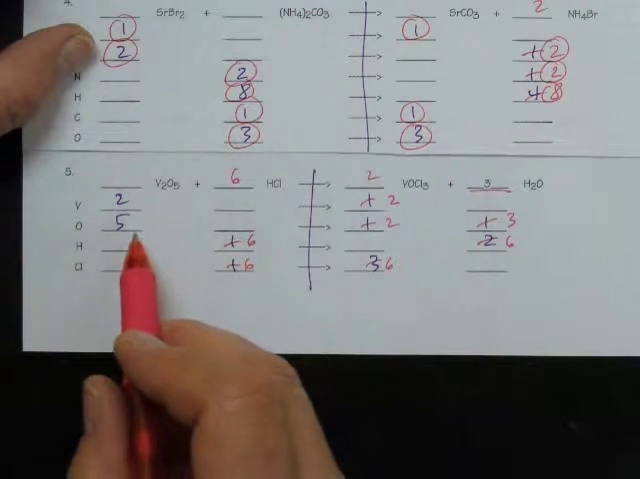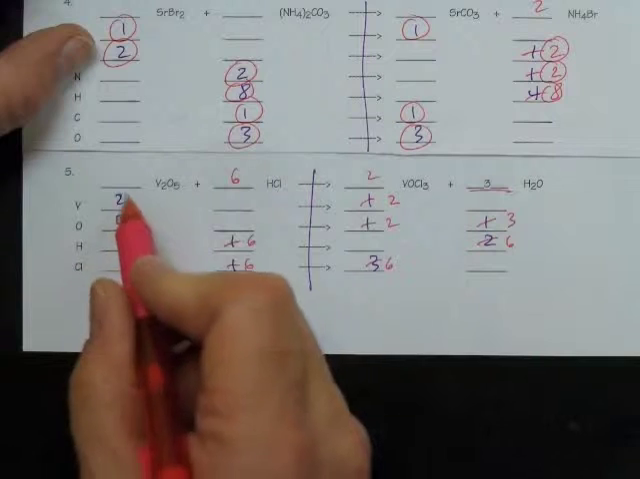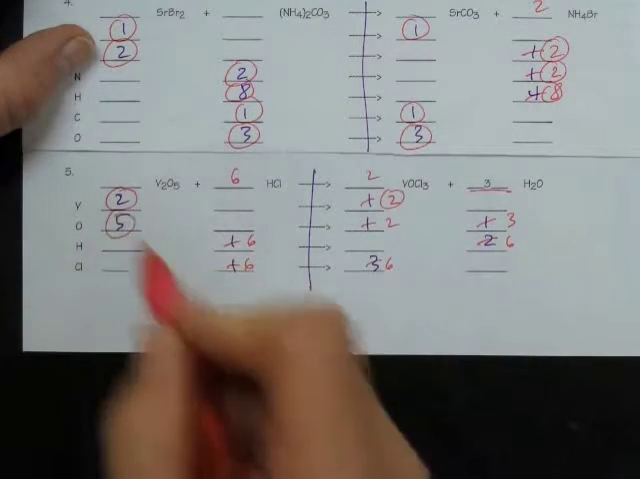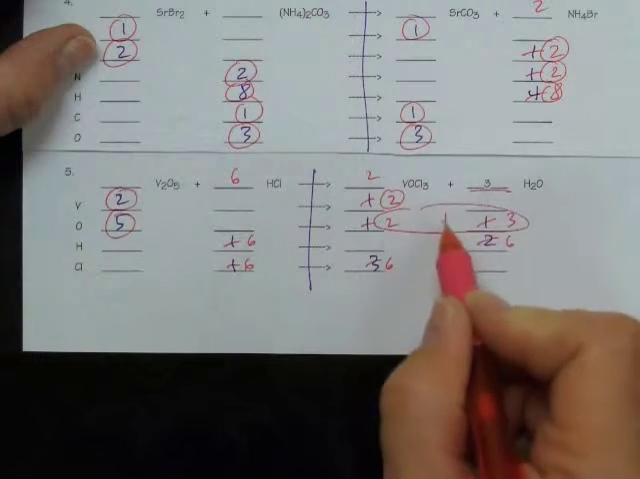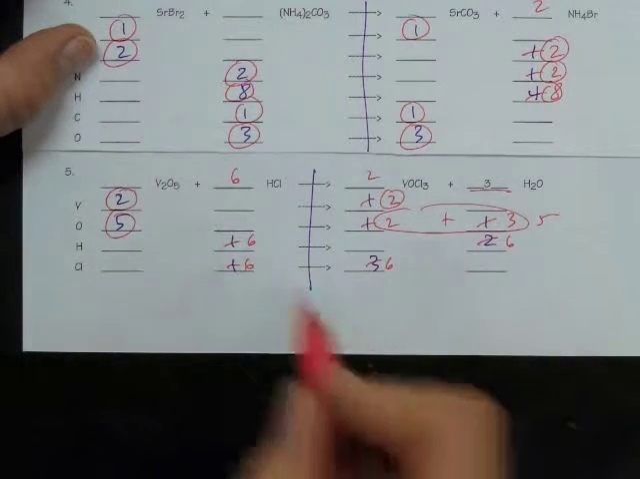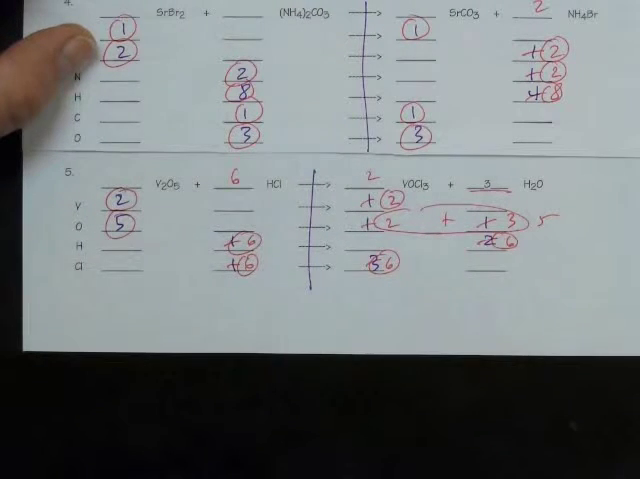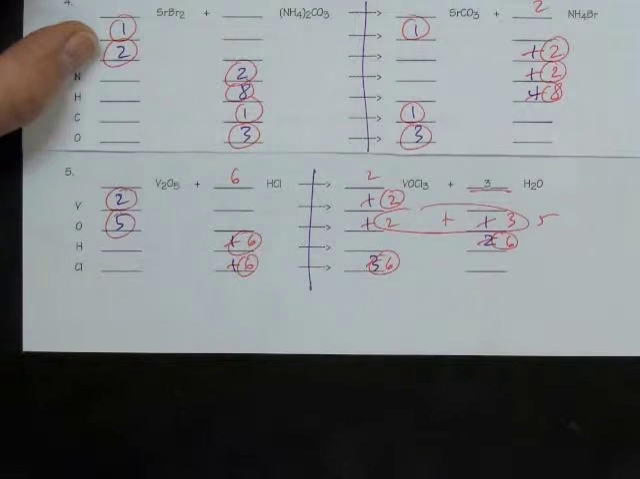Let's see, 5. Oh, but look at this. 2 vanadiums and 2 vanadiums in the reactants and products. 5 oxygens and 5 oxygens in the products. 6 hydrogens, 6 hydrogens, 6 chlorines, 6 chlorines. There we go. That's how that one works. So as you go along, check to make sure that you're balancing on each side the reactants and the products.